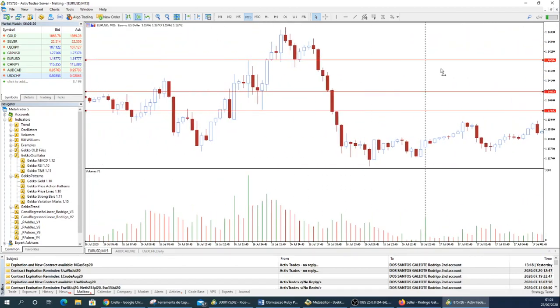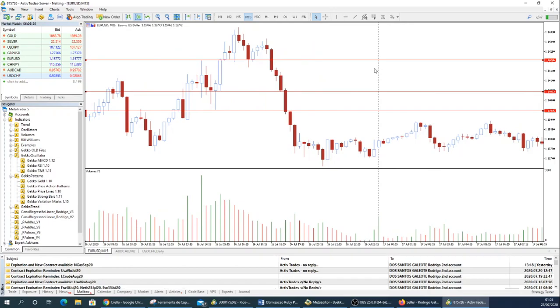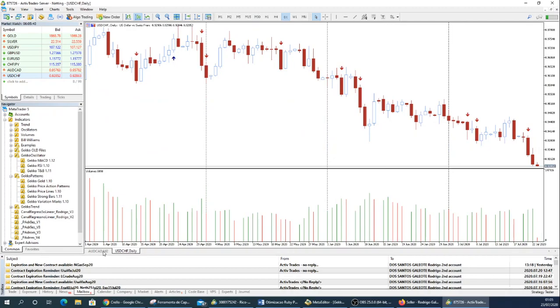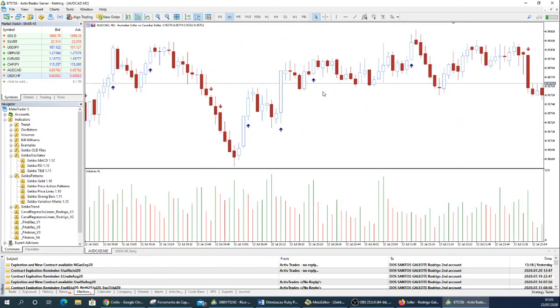Okay, guys, so we're running out of time here. I wanted to show you real quick another chart. This time 2 minutes. If you like very high frequency trading and you're a scalper and you want to operate using shorter time frames, this indicator will work for you just as well.